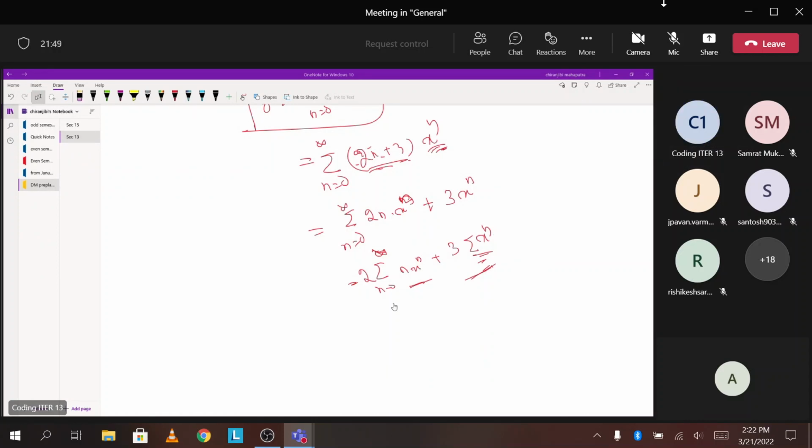Sir, 1 upon 1 minus x. Yeah, the first term is 1 minus x. That's correct. Because this is in GP, the formula corresponding to this will be 3 by 1 minus x. That's correct. But what about this one? You are correct about this one.